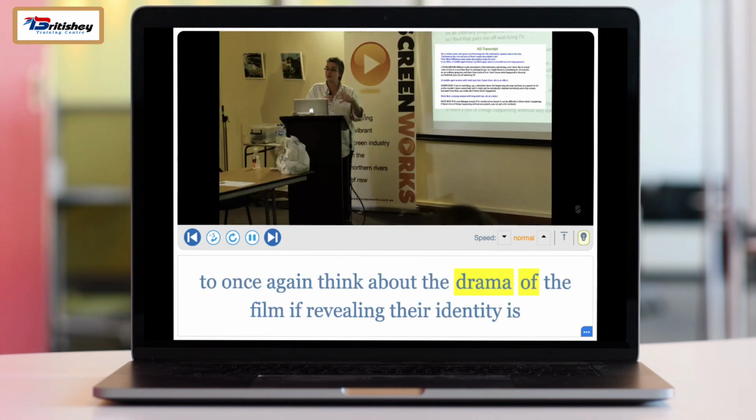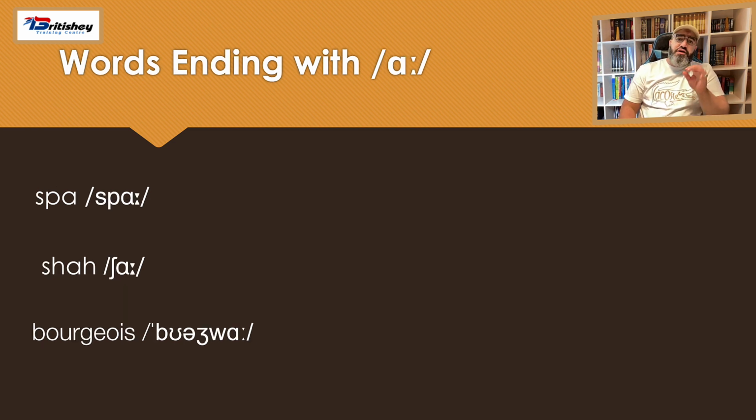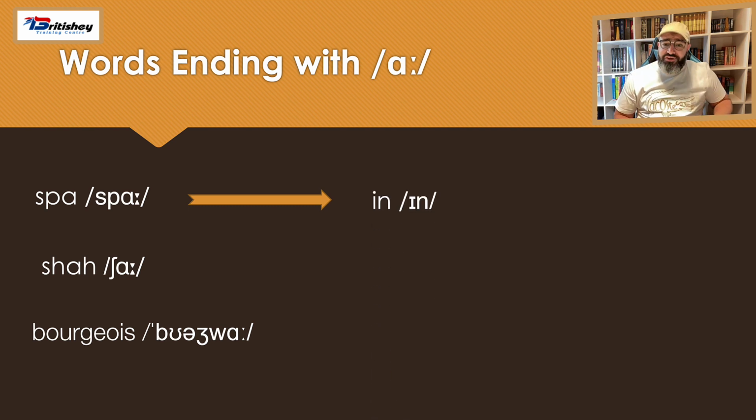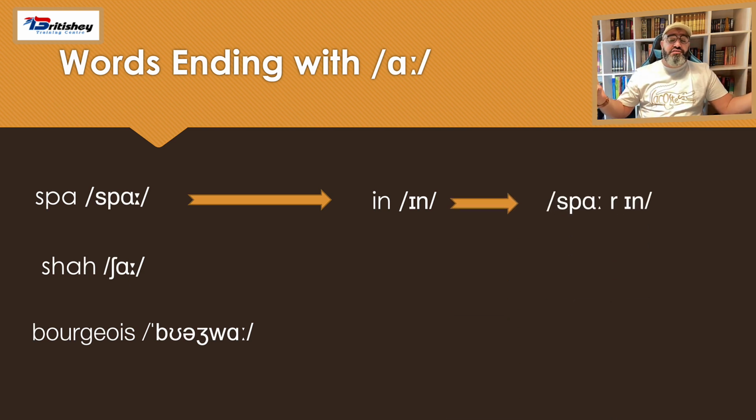So you've got to once again think about the drama of the film if revealing their identity is an important moment. Now let's move to another rule. And this time we're talking about words ending with R. So words like spa, schwa, and bourgeois. Lovely. So let's see. Now we try to add in. So how would we say it? Spa in? No. Sparring. And again, this is in the British accent and the Australian accent.